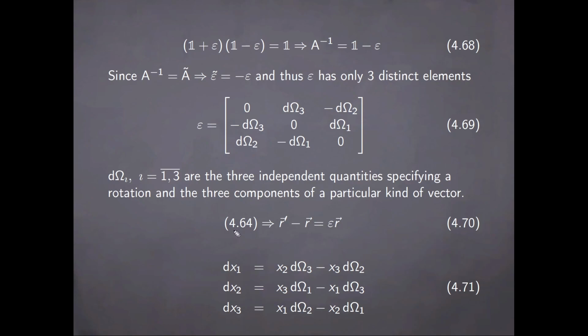Notice that the transformation 464 can be written in the form here, so the difference between the rotated and the original vector is equal with the application of the matrix epsilon to the original vector, and in component form, this equation is constituted of the three scalar equations given here. So the left-hand side is given by dx1, 2, and 3, and using this form of epsilon, the right-hand side is given by the differences here.